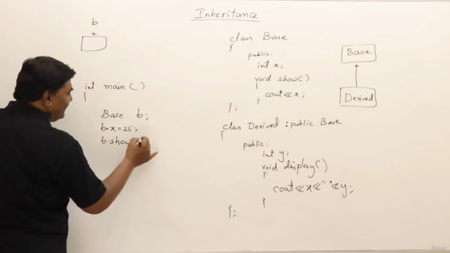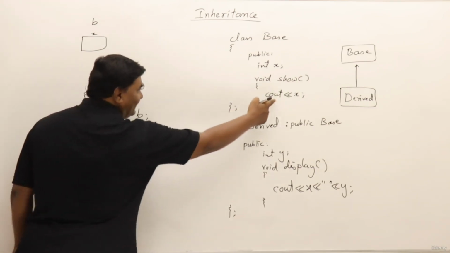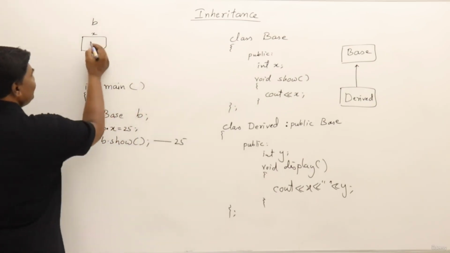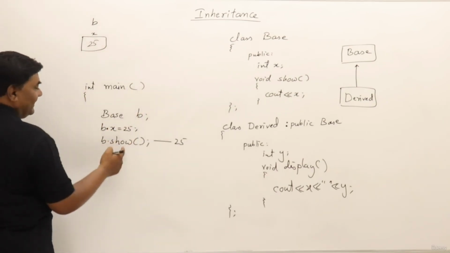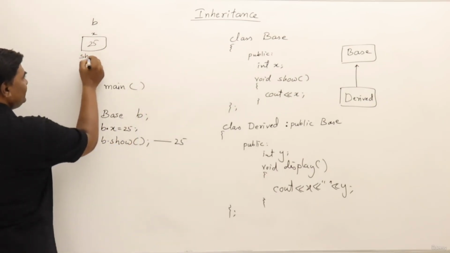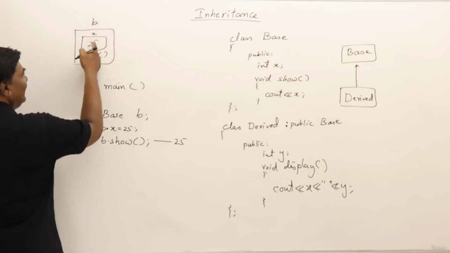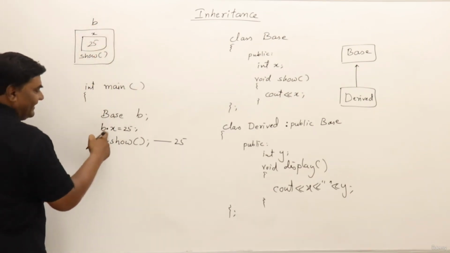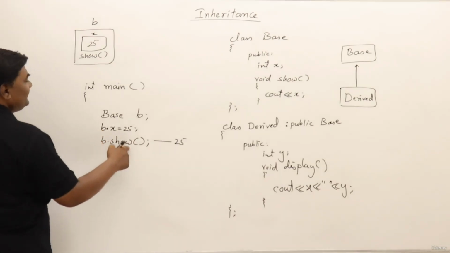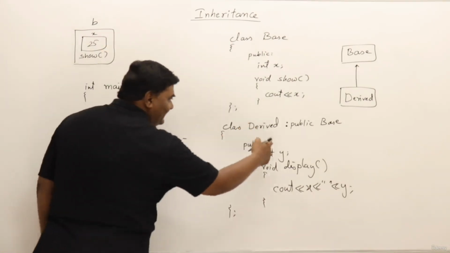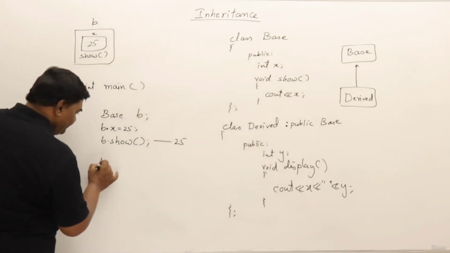What will be displayed? It will display x. So what is the value of x that I have set? 25. So this 25 is stored here and I am calling show. I will write on the function also here to show that this object has two things, x and the show function. x I have set as 25 and b dot show I am calling, so it is displaying this 25. Now let us create the object of derived class.